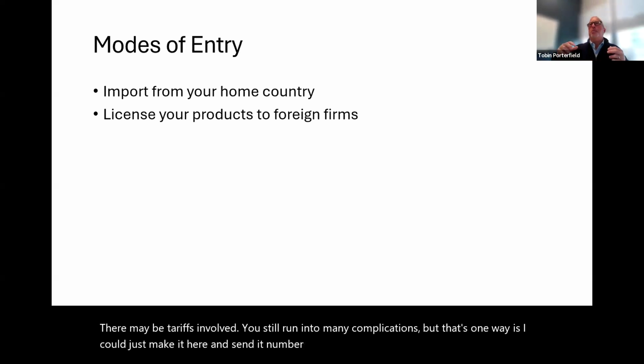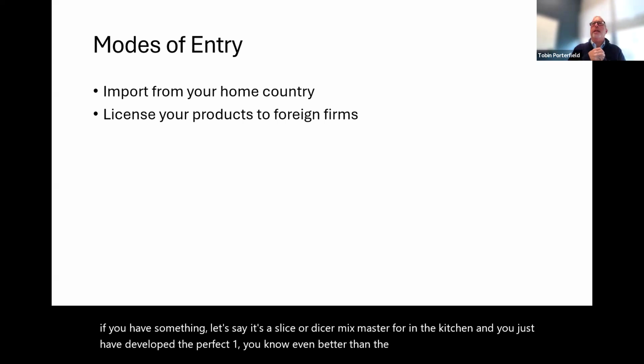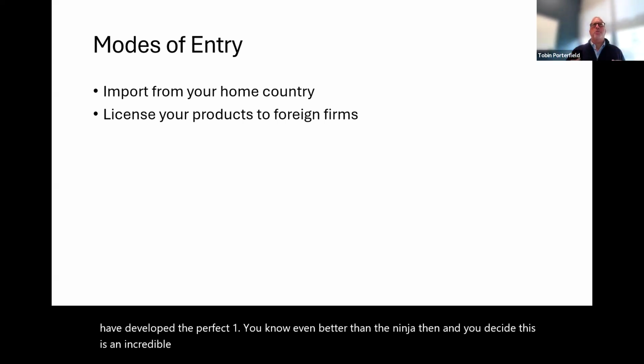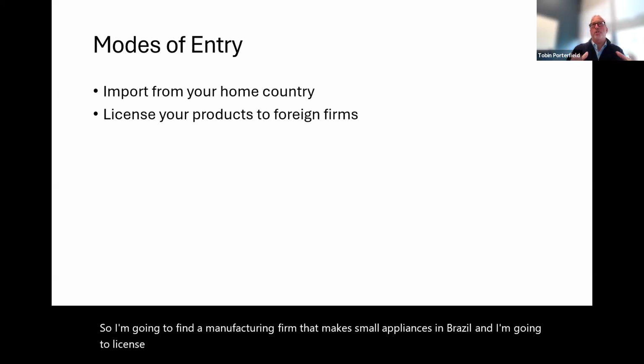Number two would be to license your products to a foreign firm. So if you have something, let's say it's a slicer, dicer, mix master for the kitchen, and you have just developed the perfect one, even better than the Ninja, and you decide this is an incredible design and it could be absolutely used by Brazilian kitchens. So I'm going to find a manufacturing firm that makes small appliances in Brazil, and I'm going to license my design to them.